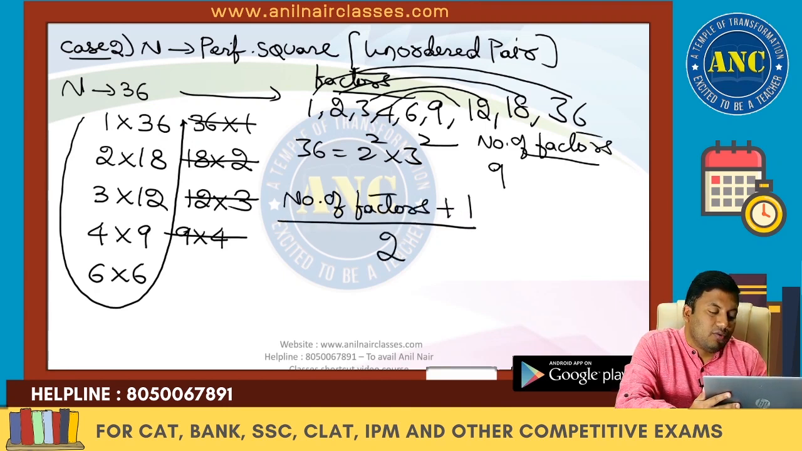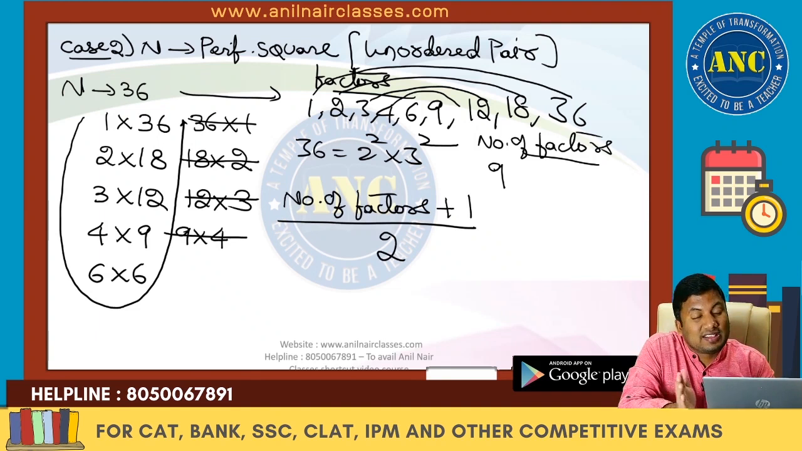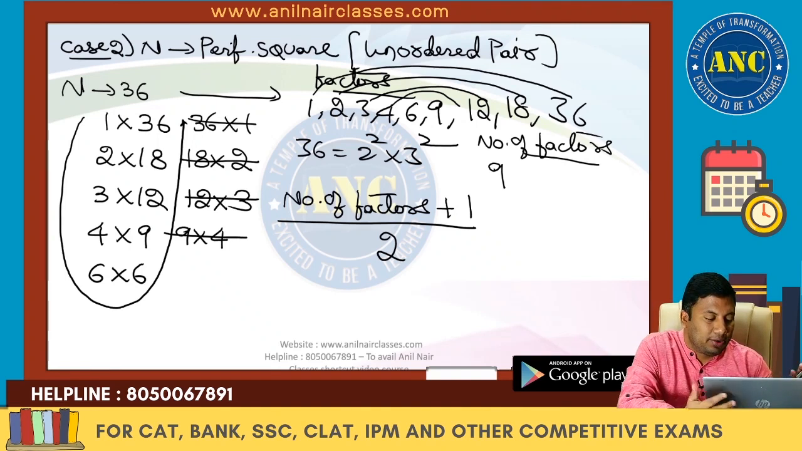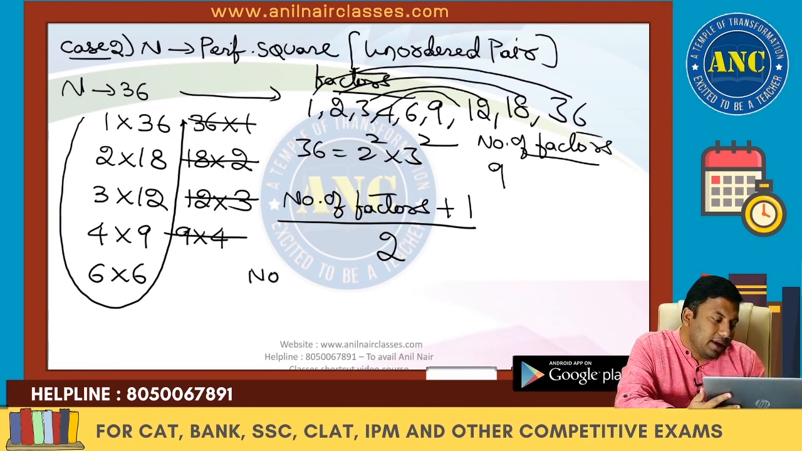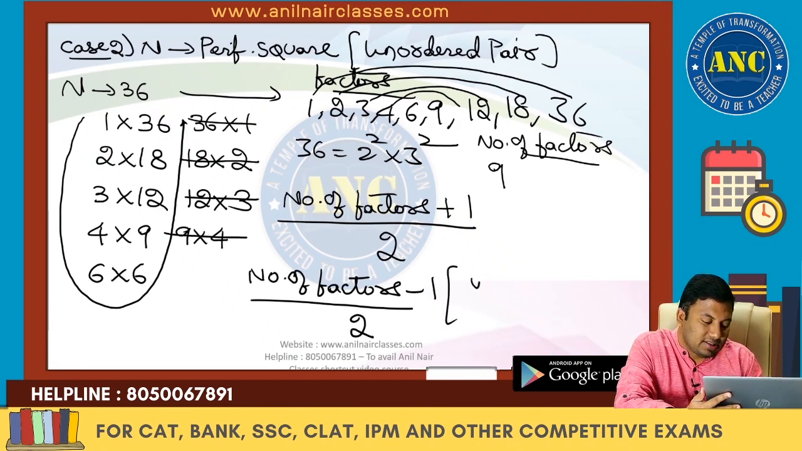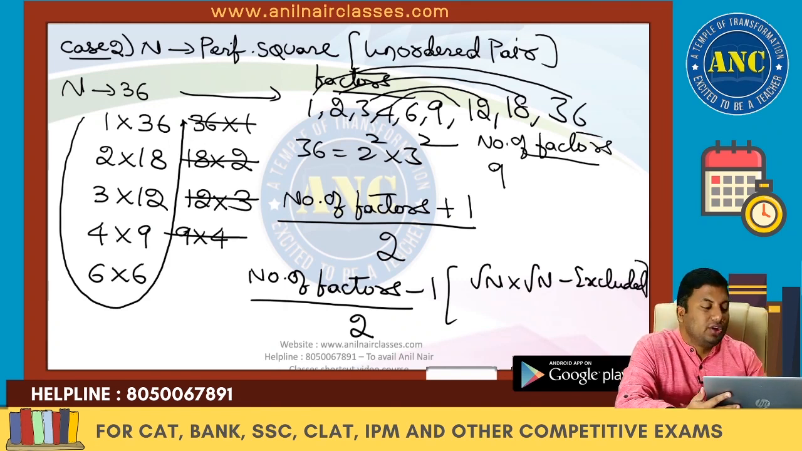That means the answer is nothing but (number of factors plus 1) by 2. Why do we get this plus 1 by 2? Here we got 9 factors: first and last, second and second last, third and third last, fourth and fourth last, 4 pairs, and there is another pair 6 into 6, which is nothing but root n into root n. So (number of factors plus 1) by 2. It can also be (number of factors minus 1) by 2, if you want to omit the case root n into root n.